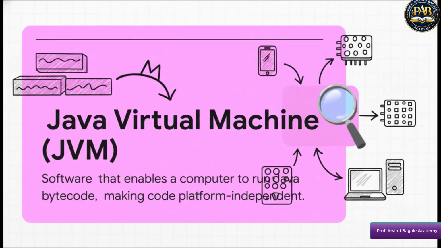So how do they learn it? Well, you need a translator, right? And that's where the Java Virtual Machine, or JVM, comes in. It's this piece of software that you install on a device, and its one and only job is to act as that universal translator. It takes the bytecode and converts it into the specific, native instructions that your particular machine can actually understand and execute.